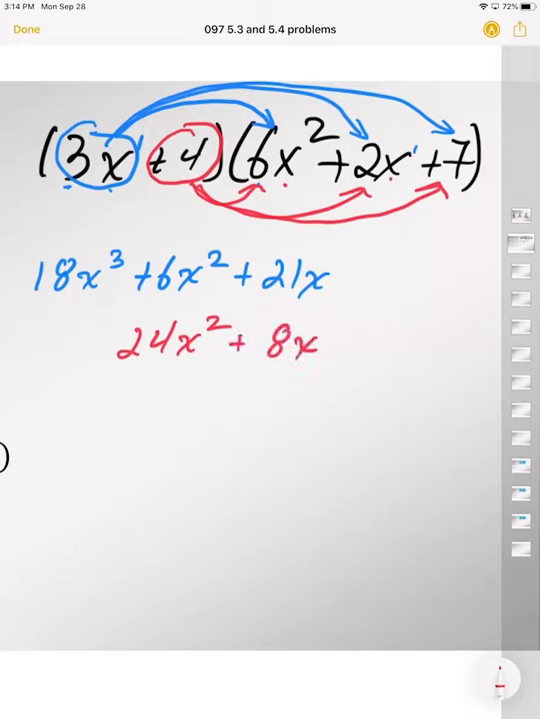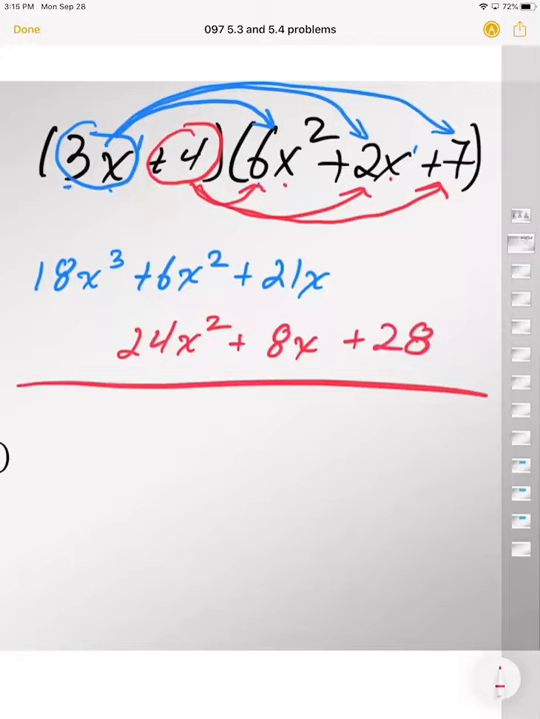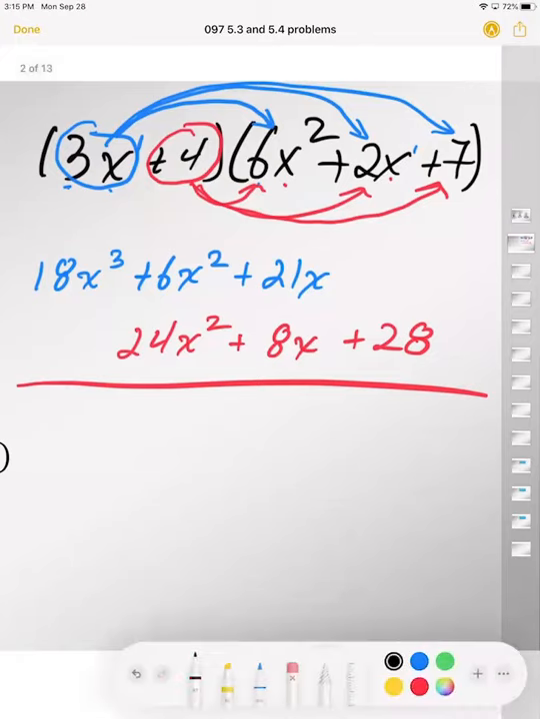And 4 times 7 will give me 28. So, question on where I have my blue ink and where I have my red ink, right? My blue arrow, that's where my blue ink comes in. I took the 3x and distributed it in the second parenthesis. And my red ink, I took the 4 and distributed it into the second parenthesis.